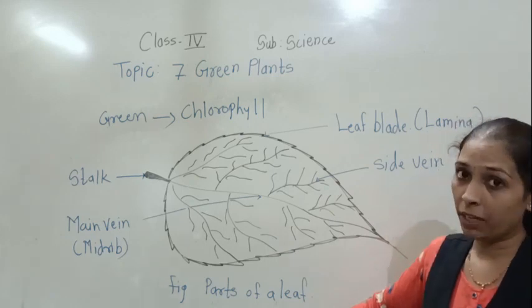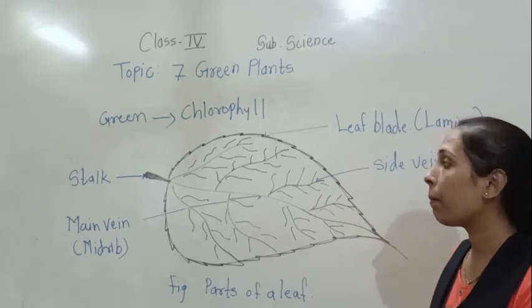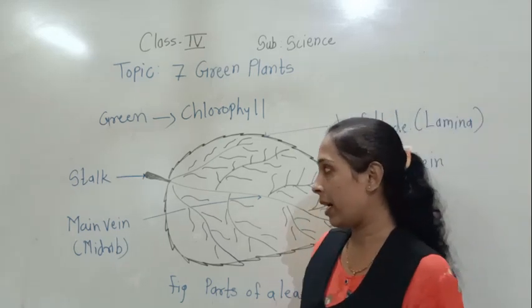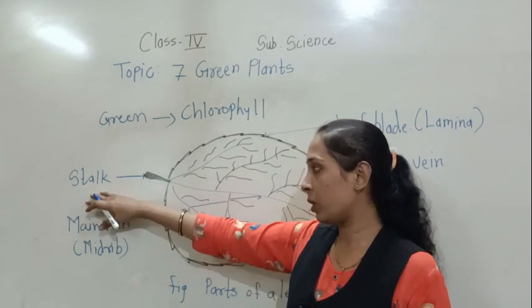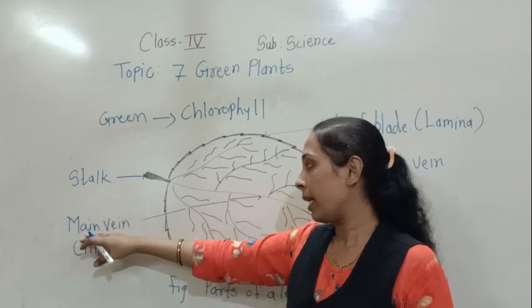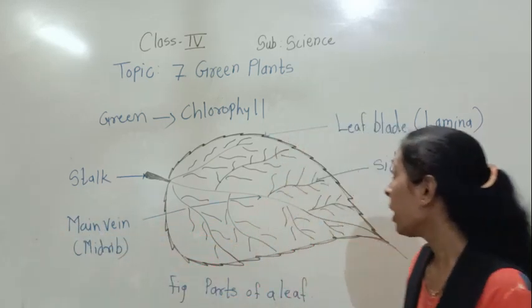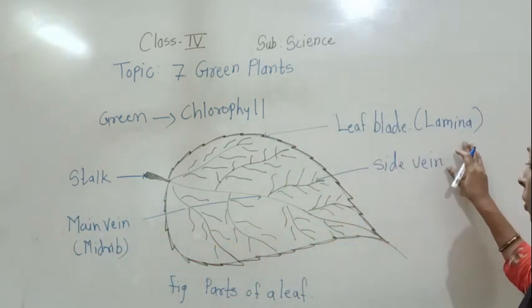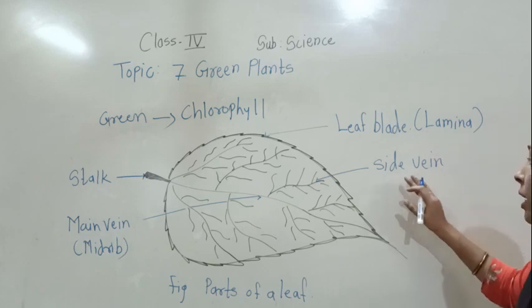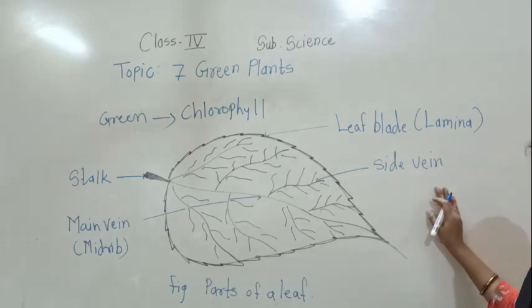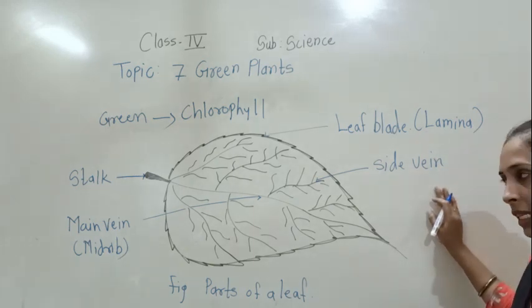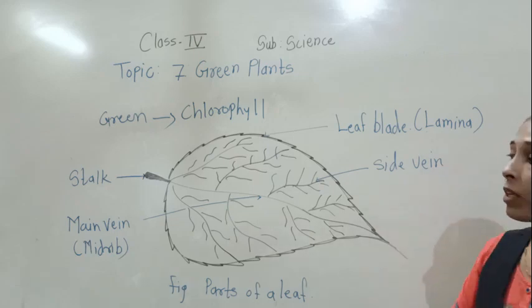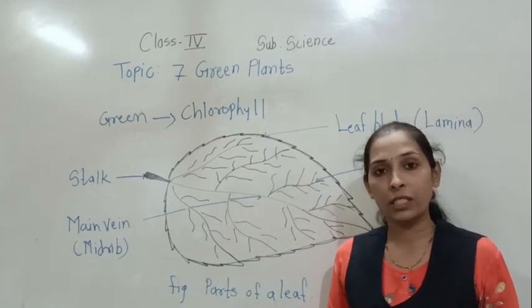There are four main parts of a leaf: the stalk, also called the petiole, then the main vein or midrib, then the leaf blade or lamina, and then the side veins. These are the four parts of a leaf. Let's discuss each and every part deeply, one by one.